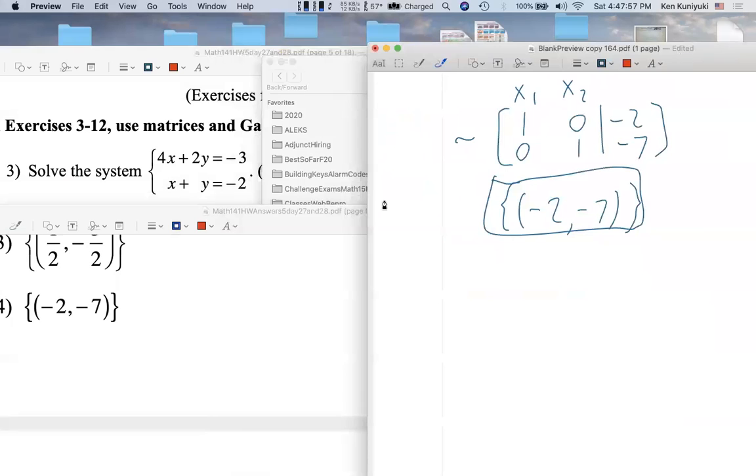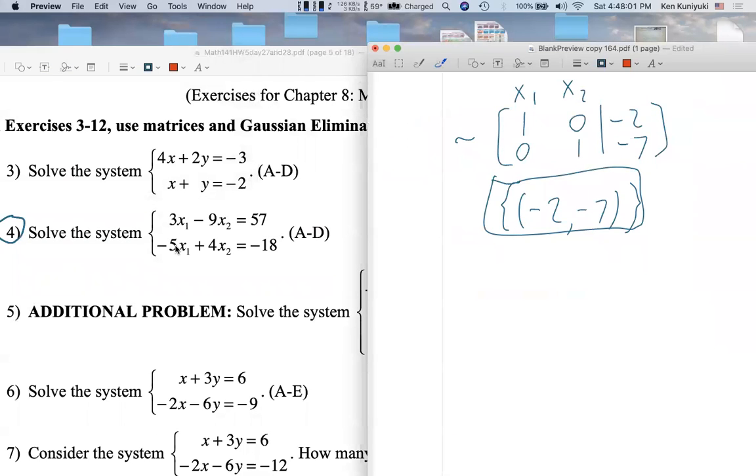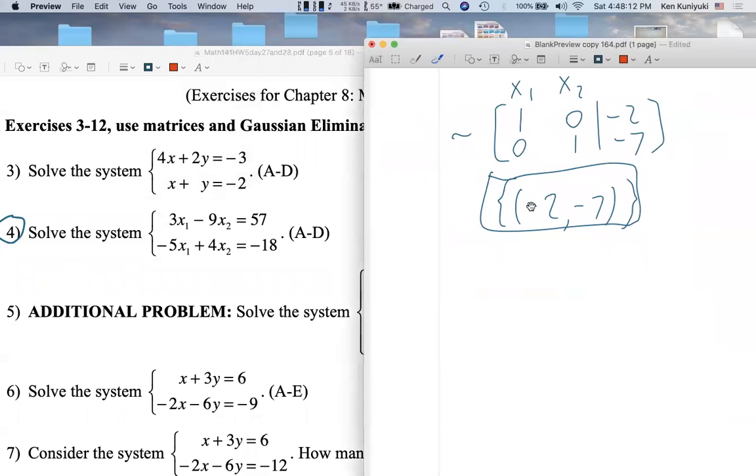Again, if this were a final exam, you could check that and you'd be happy, because if you plug in -2 and -7, -6 plus 63, that's 57. 10 minus 28, that's -18. Makes you feel really good. And what point is this? If I graph these as lines in the x1, x2 plane, what's the significance of this point?